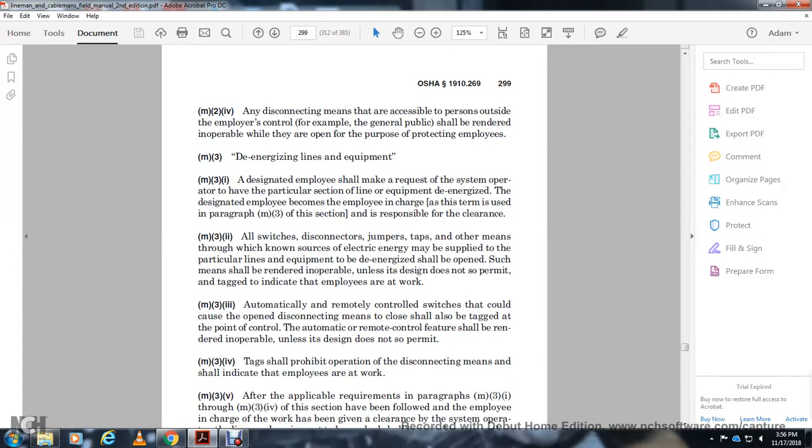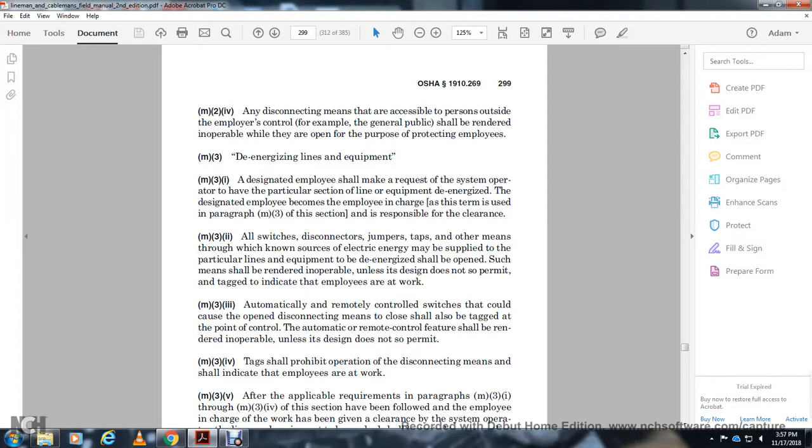M24. The disconnecting means accessible to a person outside of the employer's control, for example the general public, shall be rendered inoperable or open for the purpose of protecting employees. De-energized lines and equipment: the designated employees shall make a request of the system operator on behalf of the particular section of line or equipment to be de-energized. The designated employee, the employee in charge, determines for the paragraph of the section who is responsible for the clearance.